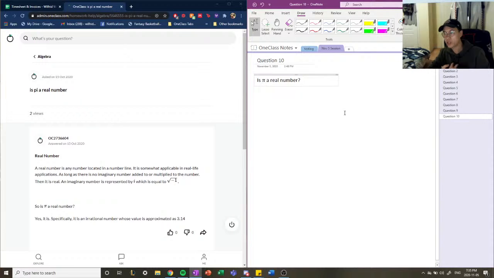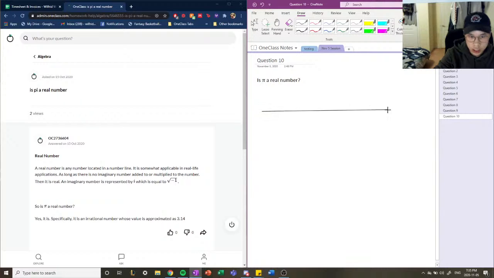Okay, cool. Finally, let's cover the last question, question number 10. So this is not really a mathematical problem, but this is testing your knowledge of mathematical concepts. The question reads, is pi a real number? So we need to define what real numbers are in the first place. Okay, so imagine this is your number line.